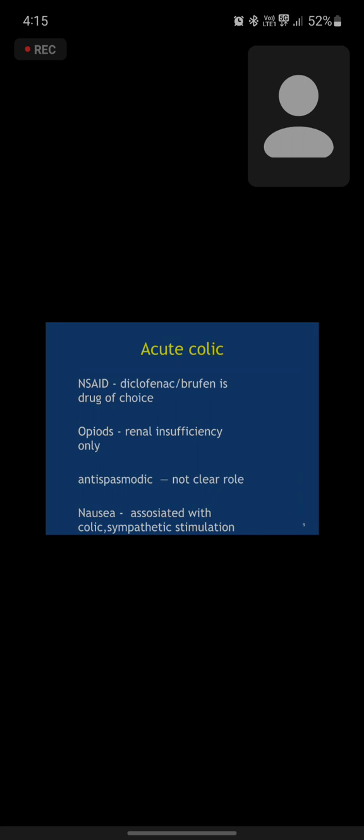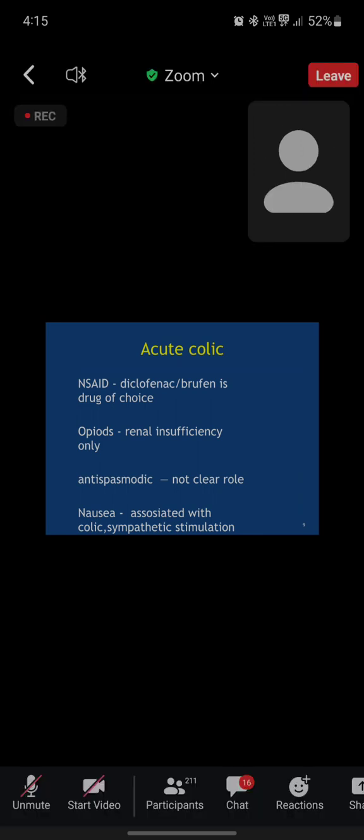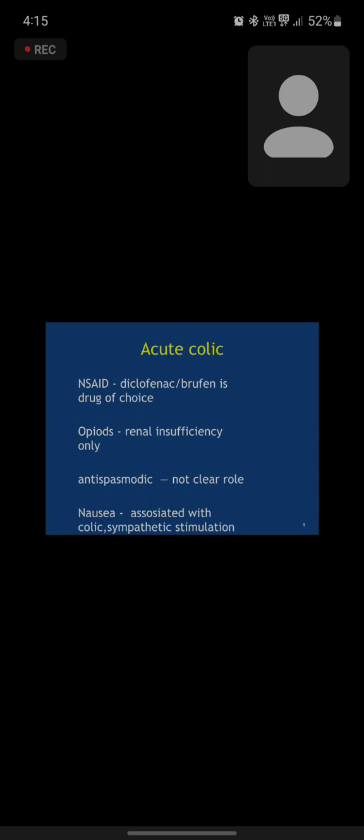Sorry, just acute colic, like this slide came later. So acute colic: the reason is prostaglandin released from the kidney due to complete obstruction of the ureter. So the best drug, if the renal function is normal, is a non-steroidal anti-inflammatory drug.